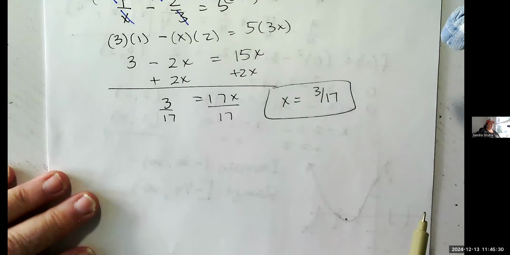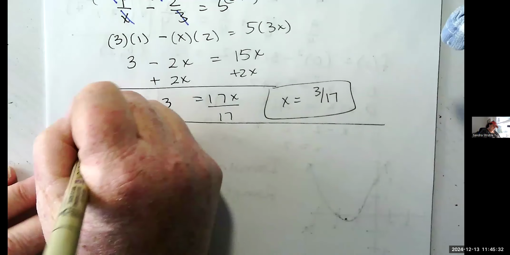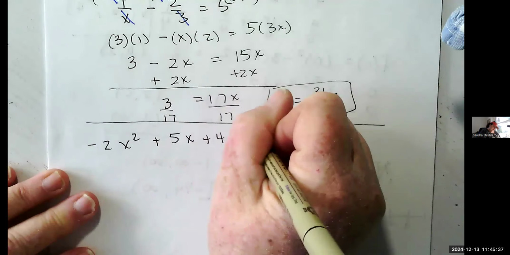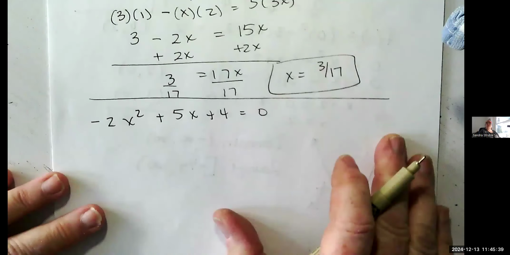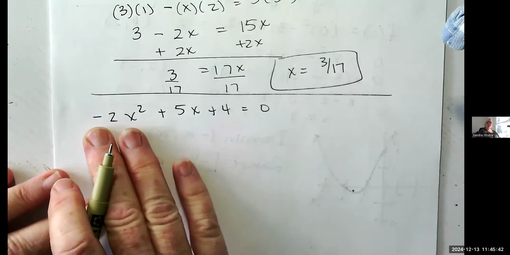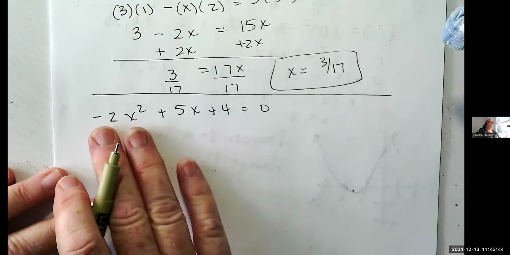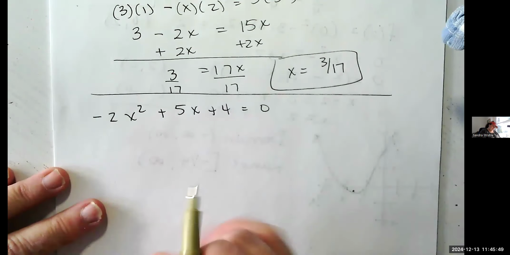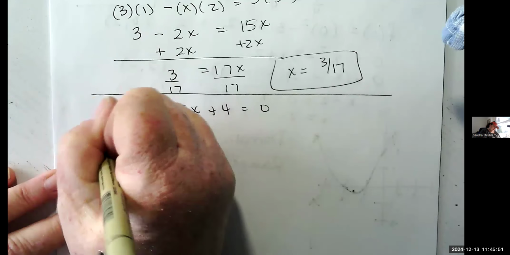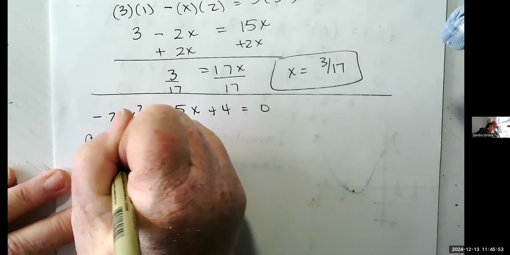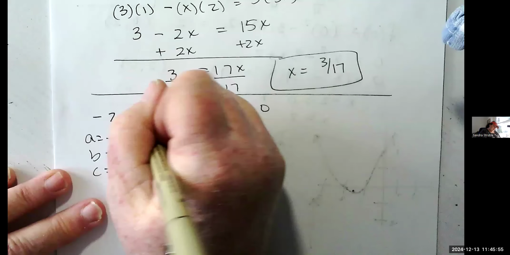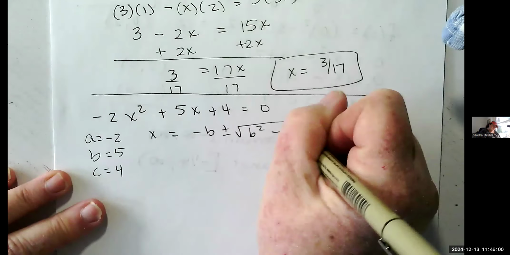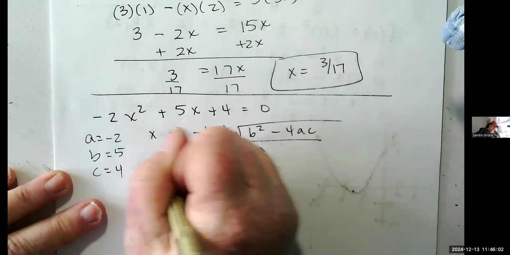Cool. Next one is negative 2x squared plus 5x plus 4. I'm going to quadratic equation this bad boy because anytime there's a coefficient that I can't factor out for x squared, I mean, I could factor out, but I don't want to deal with a fraction and for the middle term. So I'm just going to say A is negative 2, B is 5, and C is 4. And I'll use x equals negative b plus or minus the square root of b squared minus 4ac, all of this over 2a.